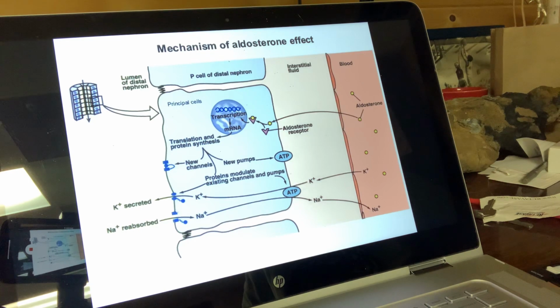When those channels are activated, the sodium is pulled in, it's exchanged for potassium, so you reabsorb sodium into the bloodstream, you excrete more potassium in the urine, and water follows the sodium into the capillary, so you retain water, which is what you wanted to do because you were dehydrated.